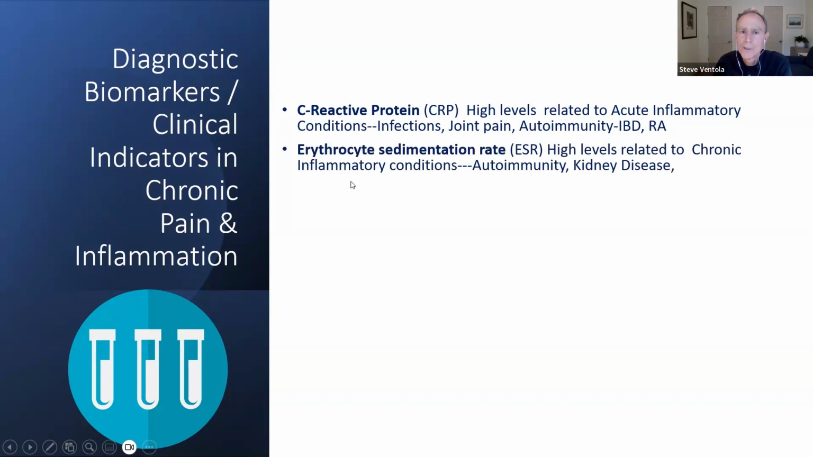Okay, next is called erythrocyte sedimentation rate, or ESR, or SED rate. You may have heard that. Usually you probably have had that test done if you've had blood work done. But this can relate to high levels related to chronic inflammatory conditions, autoimmunity also, or kidney disease, like chronic conditions.